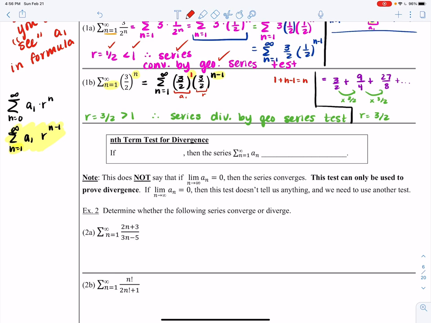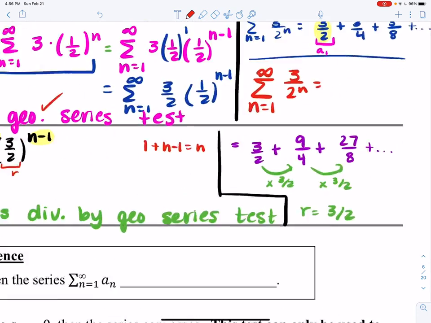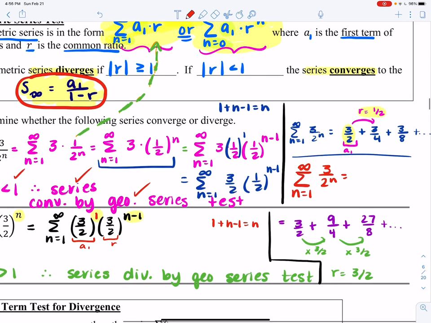Now, if it converges, you could be asked, what does it converge to? So let's go back to this formula. The sum is a1 over 1 minus r. Guys, I can actually tell you that the sum of this series from 1 to infinity of 3 over 2 to the n will add up to first term, 3 halves, over 1 minus common ratio of 1 half. That's going to give me 3 halves over 1 half.